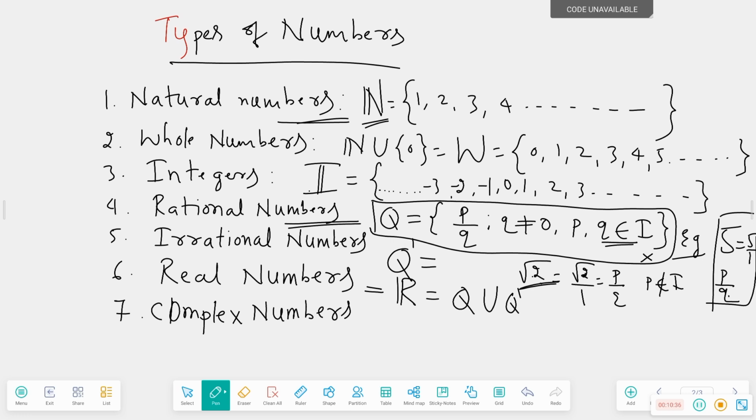And lastly, complex number. Complex number is denoted by capital letter C, and it is defined by the numbers of the form a plus ib, where a and b are real numbers. The numbers of the form a plus ib are called complex numbers. For example, 3 plus 4i is a complex number, where i is an imaginary number. So these are the different types of numbers that we are using in our daily life.